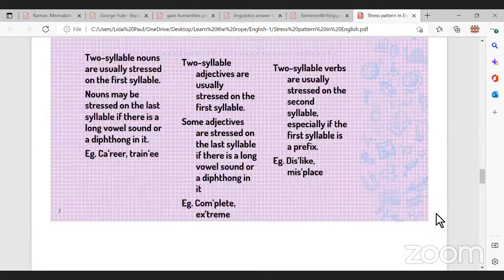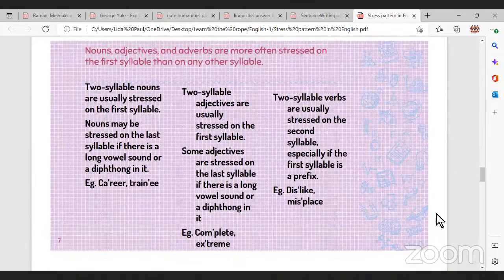Disyllabic words. So you have 2-syllable nouns or 2-syllable adjectives. What happens? The stress usually falls on what? The first syllable, right? So whenever you have a 2-syllable noun, a noun that has 2 syllables in it, or an adjective which has 2 syllables in it, usually the stress is on which syllable? Always the first syllable. Keep this in mind. This is important.